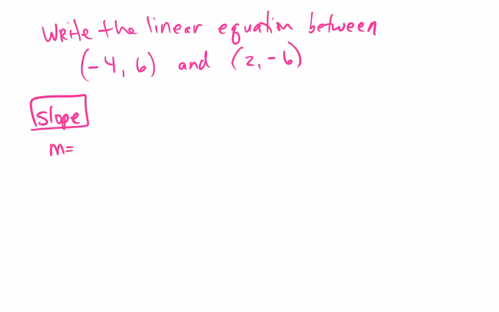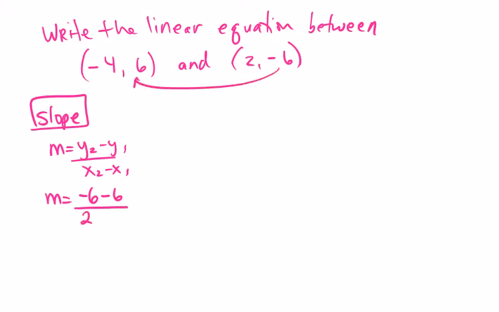So our slope is going to be y2 minus y1 over x2 minus x1, which gets us our slope to be negative 6 minus 6 over 2 minus negative 4. Now, if you notice, I drew those lines, and I'm drawing the lines to make sure that I'm consistently going in the same order. So this is going to get us a slope of negative 12 over positive 6, which gets us a slope of negative 2.